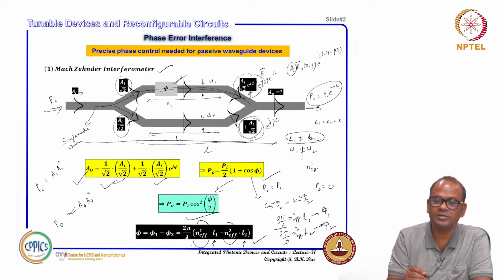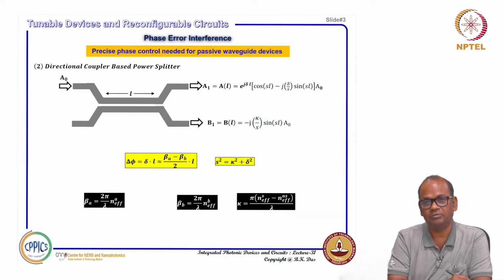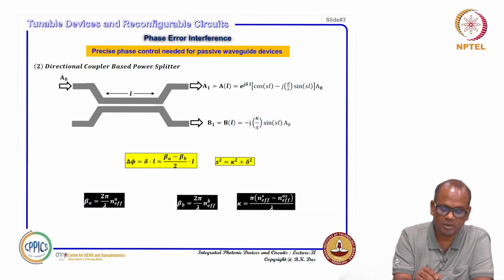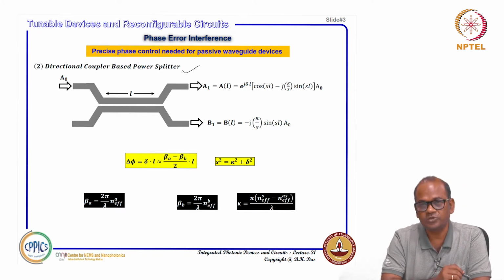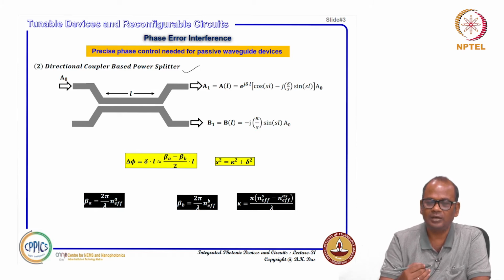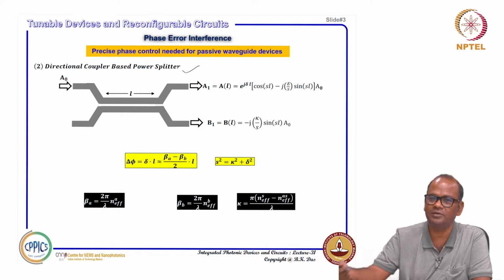You want a certain phase to be introduced here, and accordingly certain power you should be getting at the output. So, similarly, let me think about another example of directional coupler based power splitters. As we saw before, phase errors can deviate the output power in the Mach Zehnder interferometer, because it relies on interference between two waves, and if there is the slightest variation of phase, that will be reflected in your output.